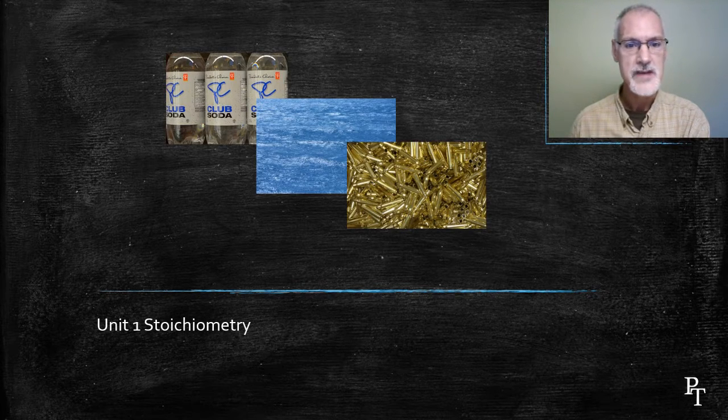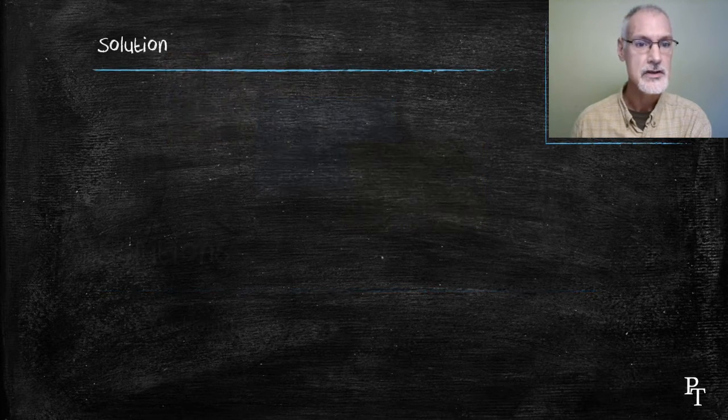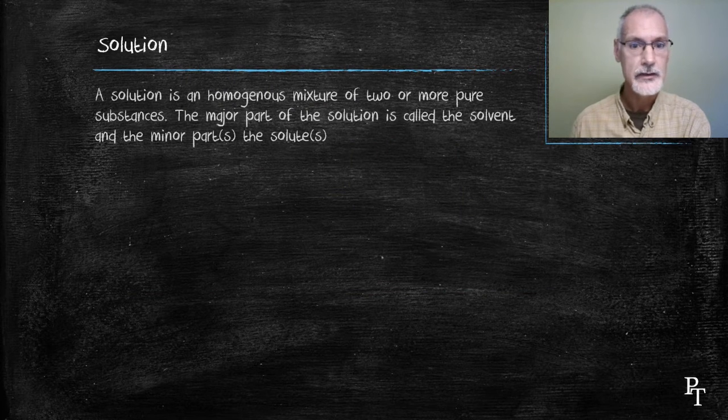What do these three images have in common? Well, they're all examples of what we call solutions. First off, the definition of a solution. A solution is a homogeneous mixture containing two or more pure substances. The major part we call the solvent, and the minor parts, or part, the solute.